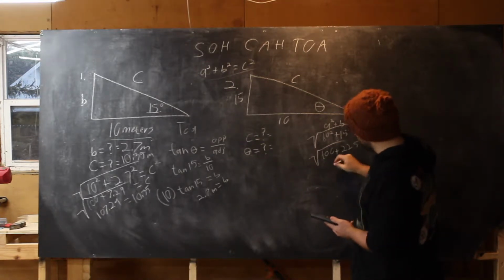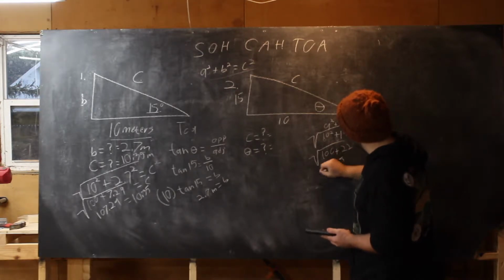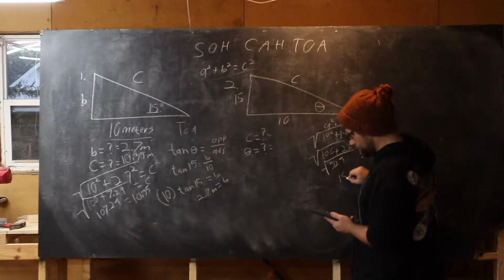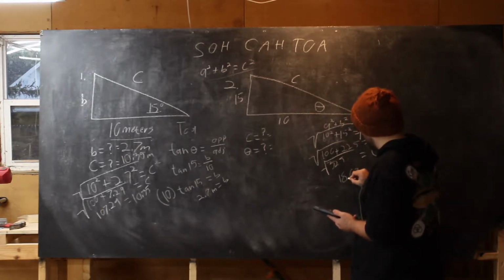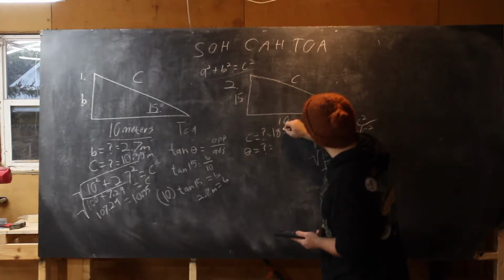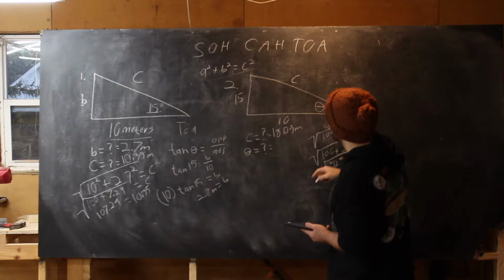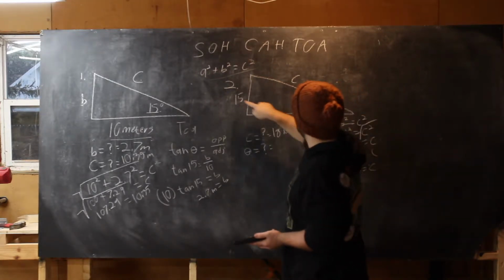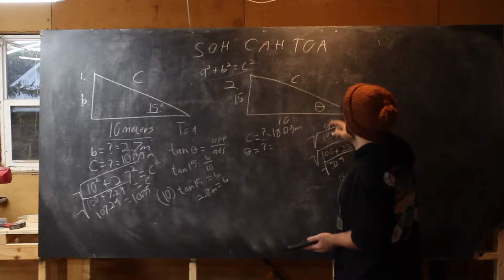Then 100 plus 225 is 325. And square root of that is 18.03 equals C. So C is 18.03 meters. And then theta. Well, how do I find theta? Well, I've got any one of these options. So let's just go ahead and use the first one, sine.